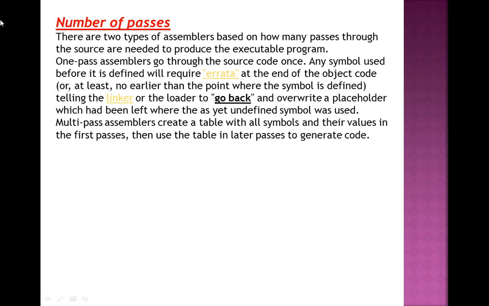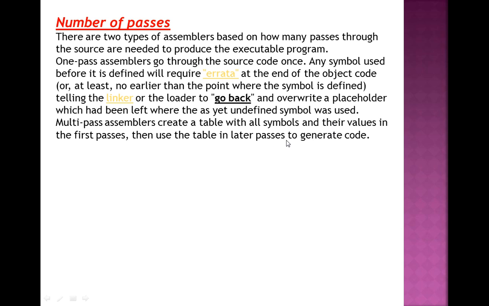And a multi-pass assembler creates a table with all the symbols and their values in the first pass. So all the values and symbols are separated in the source code, in the object code, by using the one pass assembler. Then the multi-pass assembler creates a table with all the symbols and their values that is fetched from the first pass assembler.